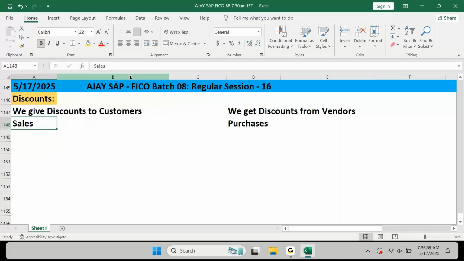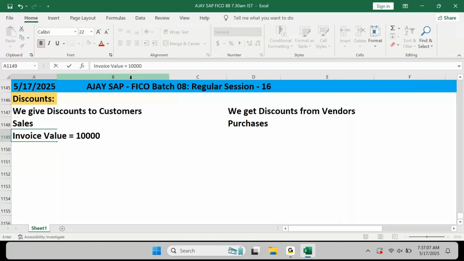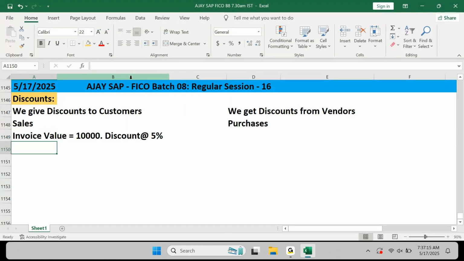For example, invoice value is equal to 10,000. Discount at 5%. Possible? Yes, sir. This is how you will get it, right? And this discount you will give to attract early payment from the customer, or to make early payment to the vendor. This is only for the purpose of attracting faster payment collection from your customer. Assuming this is the case, there will be accounting, right?